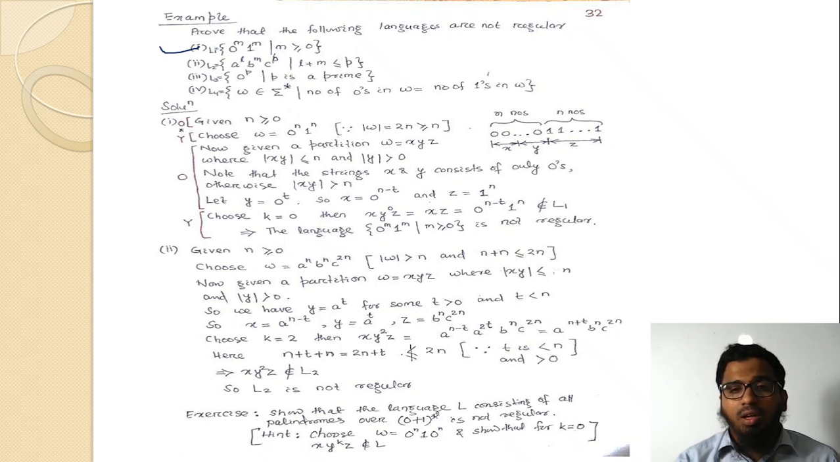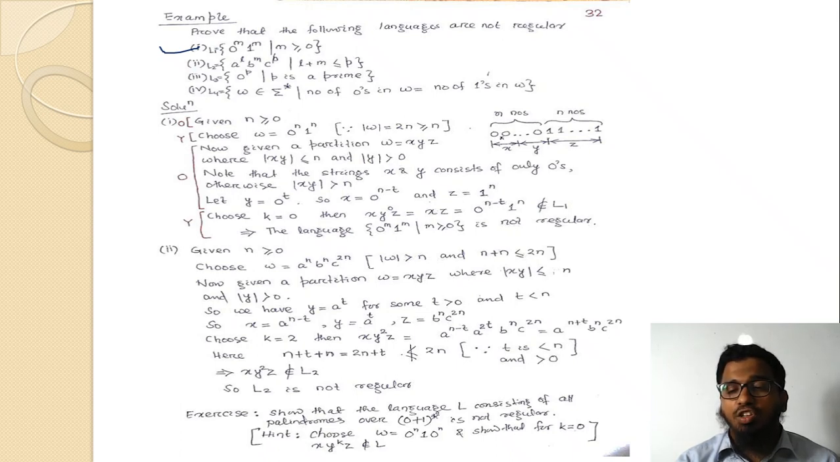So here, given n greater than 0, first I am taking n. Choose w equal to 0 to the power n, 1 to the power n. Therefore the length of w is 2n, which is greater than n. Now, given a partition w equals xyz, where |xy| is less than or equal to n and |y| should be greater than 0.